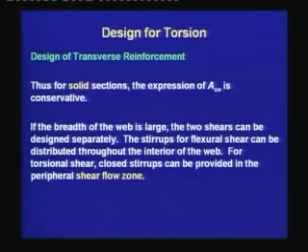If the breadth of the web is large, the two shears can be designed separately. The stirrups for flexural shear can be distributed throughout the interior of the web. For torsional shear, closed stirrups can be provided in the peripheral shear flow zone. This is adopted to avoid the clustering of the transverse reinforcement, so we are dividing the transverse reinforcement for shear and torsion. The shear reinforcement is distributed in the web, whereas the torsional reinforcement is provided as a closed loop in the peripheral region.